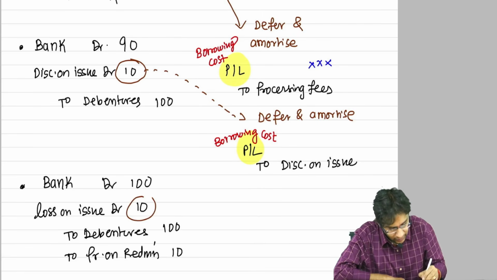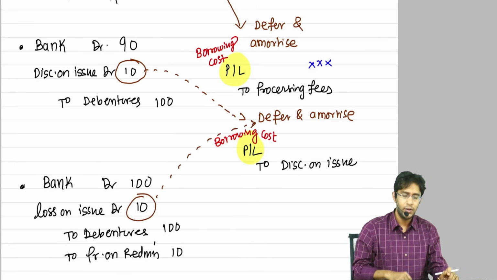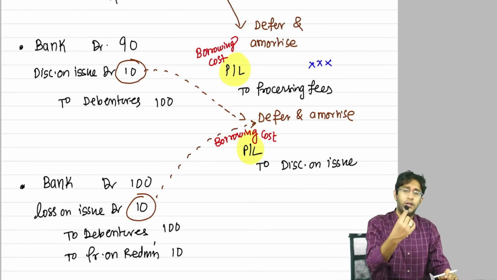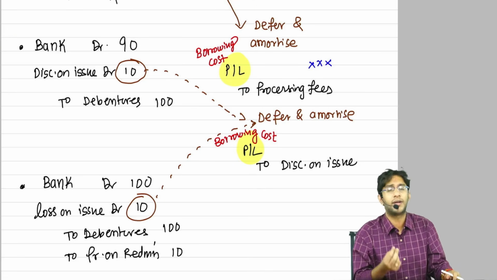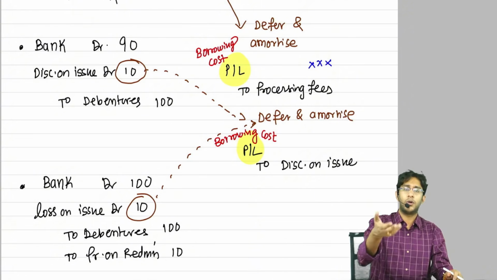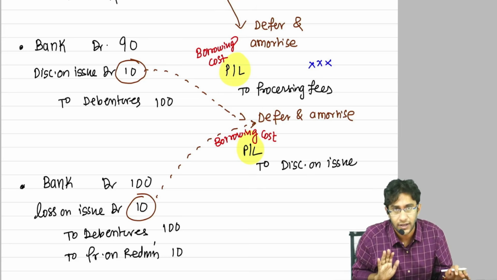Sir, what is the treatment for a 10 ka? Again same, defer and amortize. So every year when you defer and amortize a loss on issue, some portion will keep on hitting your P&L account. But if these debentures are issued in relation to construction or production of a qualifying asset, then this will be capitalized to the cost of the qualifying asset.